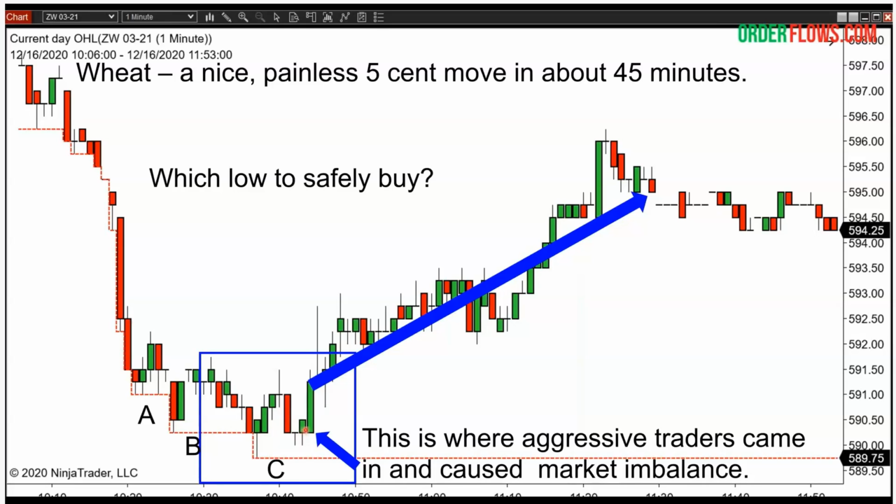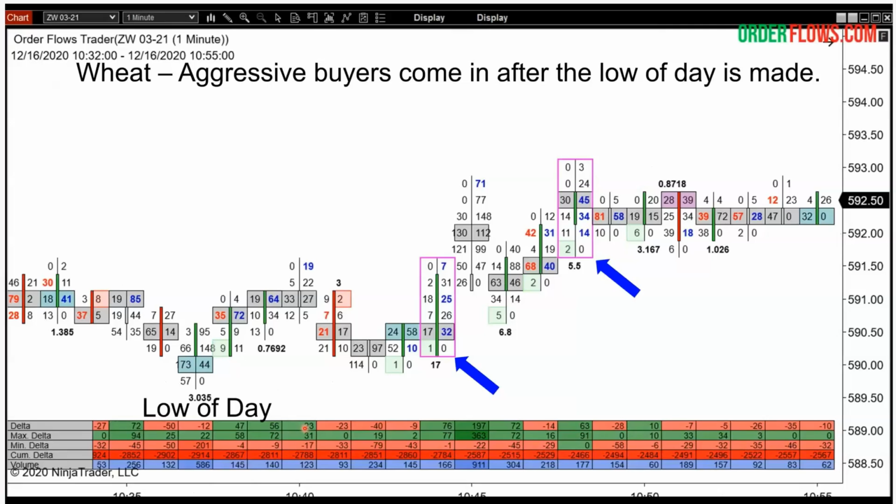But at C, in this area of this low, this is where the aggressive traders finally came in, caused the market imbalance to occur, and the market started rallying, right? You can see this is the low of the day right here in this green bar, but in this bar right here at 1044, you got 3 buying imbalances. 2 bars, 3 bars later, 4 bars later, you got another 3 buying imbalances coming in. Even in this other bar, it's kind of mixed, 2 selling, 2 buying. This one's got a buying imbalance, but you're not seeing a lot of selling imbalances coming in.